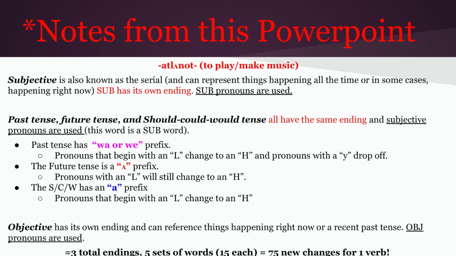The past tense prefix is a wa or a way. Pronouns that begin with L change to H's and Y's drop off. Future tense is referenced with a caret prefix. L's still change to H's. The should, could, or would has an A prefix and L's still change to H's. The objective uses objective pronouns. It has its own ending. And those are kind of the main points for this verb from this PowerPoint.